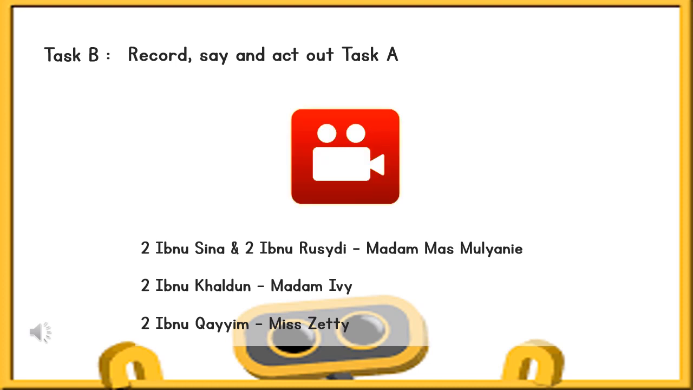After you record your video, send your video to Madam Mas Mulyani for 2 Ibnu Sina and 2 Ibnu Rushdi, to me, Madam Ivy, for 2 Ibnu Khaldun, and Miss Zeti for 2 Ibnu Qayyim. Okay?